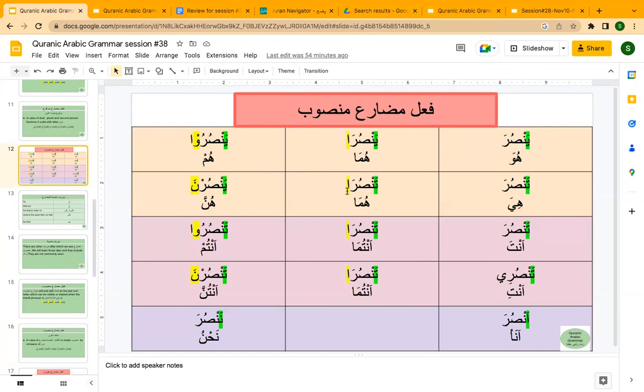Tansurani became tansura. Again, all these three forms ended up with only alif and noon got dropped. In case of yansuruna, again noon got dropped because it was ending with noon. And tansuruna, again noon got dropped. Can you all see that? Make sense or no?